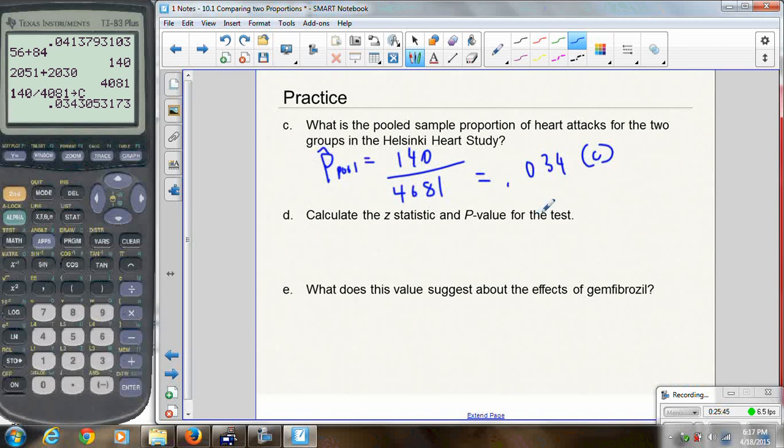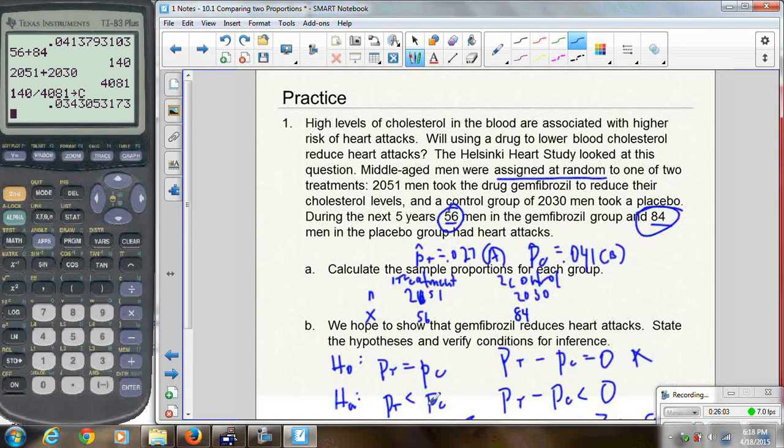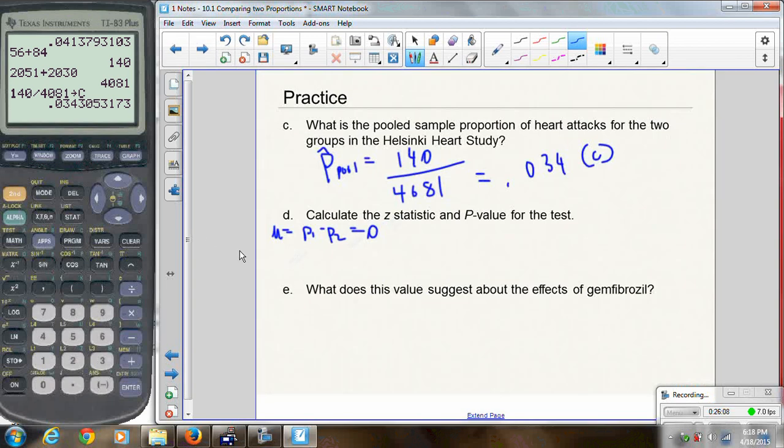But in order to find the z-test statistic, first we have to find the mean. And we know the mean of p hat minus p, the mean of my distribution, is just going to be whatever p1 minus p2 is, which, remember, in our null hypothesis, we said that it's going to be 0. So the mean of my distribution is going to be 0. The difference should be centered around 0. I don't expect there to be a difference.